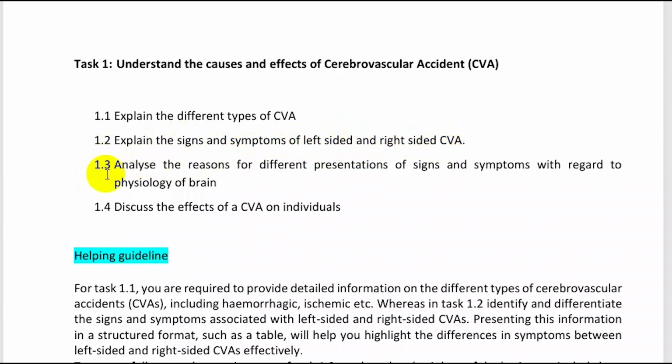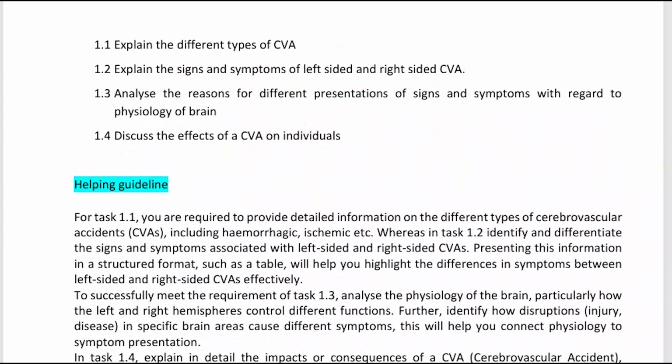Whereas for the assessment criteria 1.3, you need to first identify and then analyze the causes, which are basically the reasons for the appearance of different signs and symptoms of stroke. But make sure that you provide these reasons in terms of physiology of the brain. And for this, you have to understand the physiology of the brain as well, especially how the left and right side of the brain are responsible for controlling different functions of the body, in which you can understand how disruptions in any part of the brain are responsible for the appearance of different signs and symptoms of the CVA.